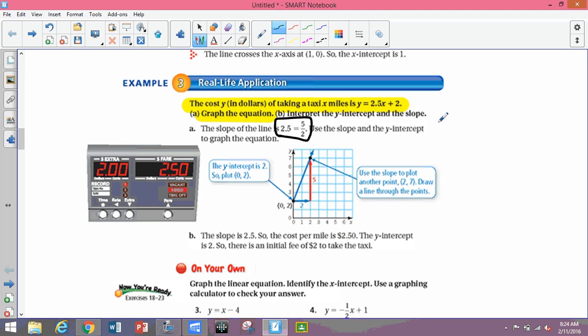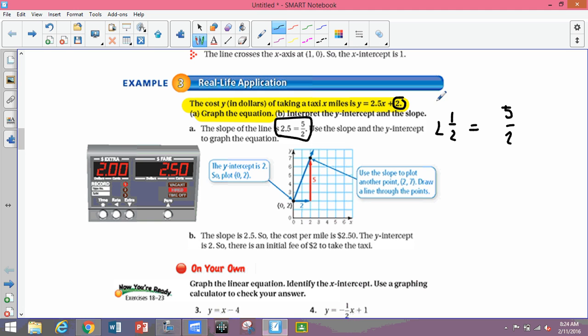So 2.5 is 2 times 2 is 4 plus 1 is 5 over 2. So that means you're going to go up 5 to the right 2. For every 2 you go to the right, you're going to go up 5. So your slope intercept here is 2.